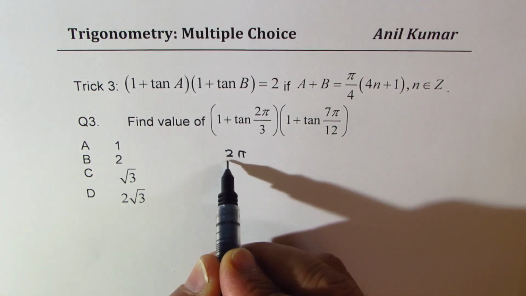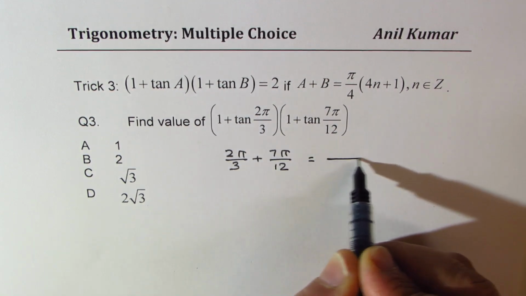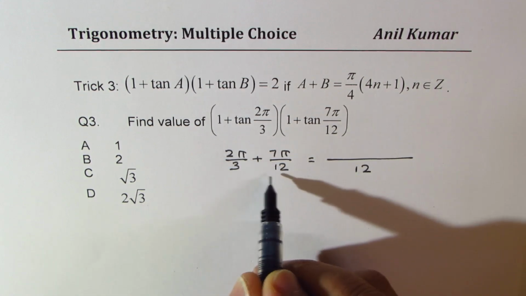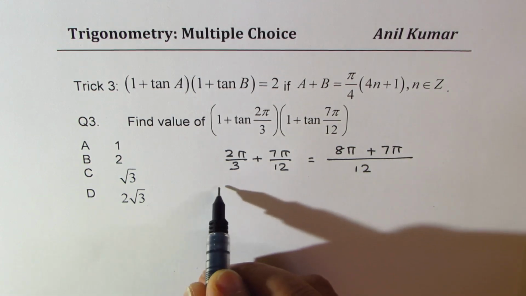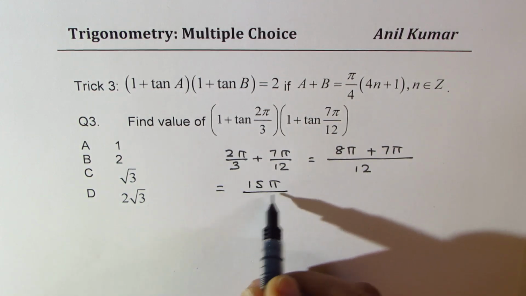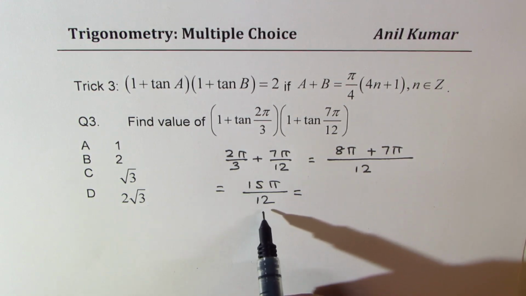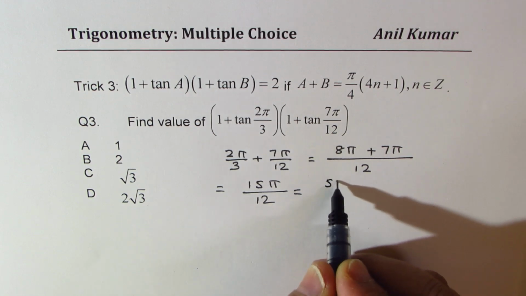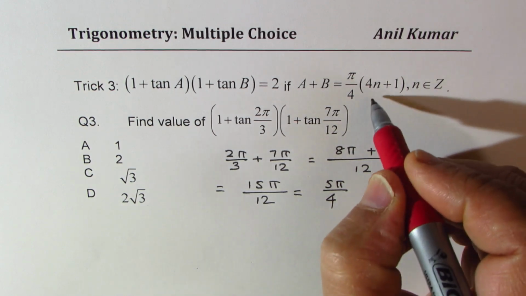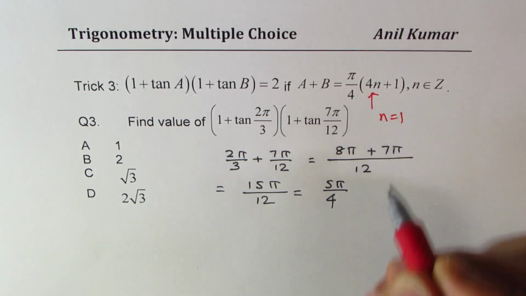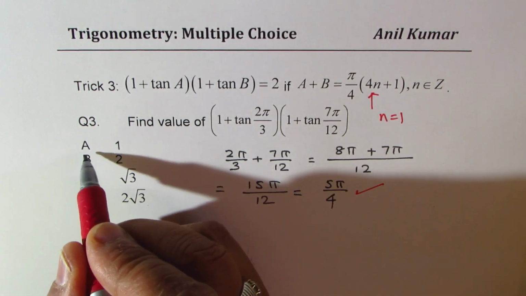So let's add 2 pi by 3 with 7 pi by 12. So we do get a common denominator of 12. So 4 times 2 is 8, 8 pi plus 7 pi. So that gives us 15 pi by 12, which simplifies to, you can divide both by 3, right? So when you divide by 3, you get 5 pi by 4. Now 5 pi by 4 indeed is when n equals 1. So it works, correct? And therefore, the answer should be 2.